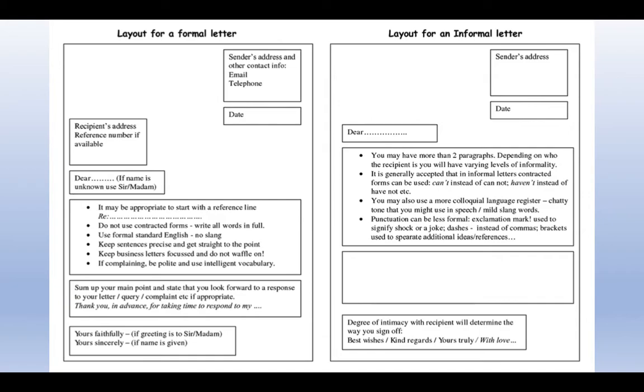So as you can see, the things that are noticeable immediately then are the addresses. So you have the sender's address, so your address, the person writing the letter, in both instances, perhaps with some other information on the left, the date, and then coming over to the left, for an informal letter you do not write the recipient's address, but for a formal letter you do.